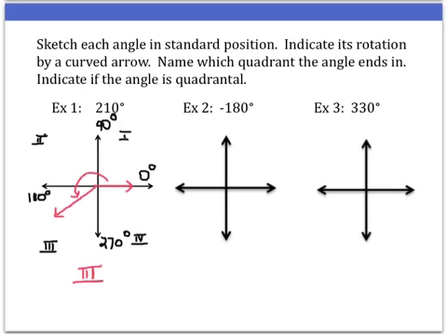Okay, now example 2 is a negative 180, and that means it's going to be a vertical line actually, and it's negative, so we're going clockwise. Let's put our initial side on first. We're going to go clockwise all the way over to the opposite side, and then put our other arrow. Now this one does not wind up in a quadrant, and it's quadrantal.